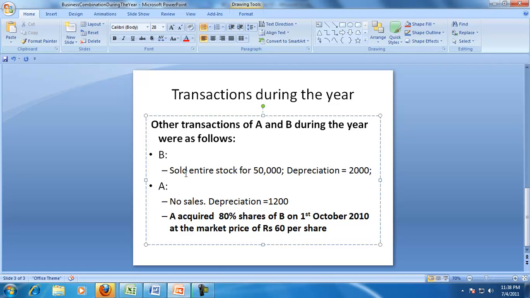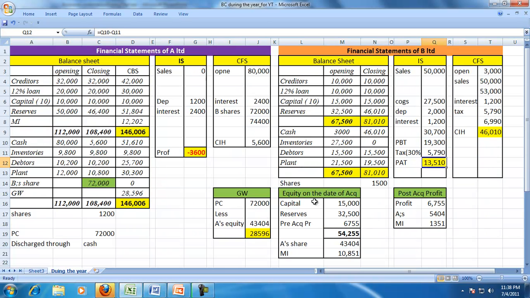So whenever there are transactions during the year, an acquisition happening during the year, there is a need to find the equity as on the date, and equity as on the date is required to calculate the goodwill, because the goodwill is the purchase consideration minus A's equity. Thank you.